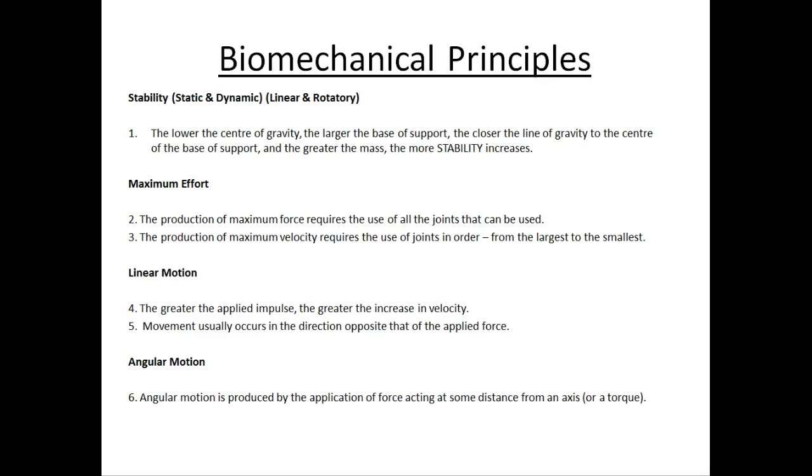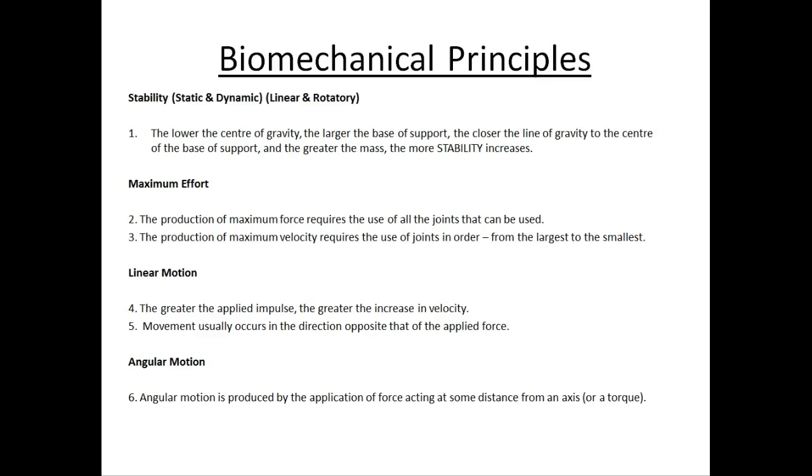So biomechanical principles, so stability. The lower the center of gravity or the larger the base of support, the closer the line of gravity to the center of the base of support, the greater the mass, the more stability increases. So maximum effort. The production of maximum forces requires the use of all joints that can be used. The production of maximum velocity requires the use of joints in order from the largest to the smallest. So from proximal to distal.